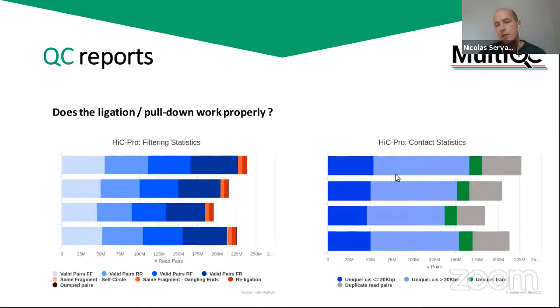You can try to understand what's going on and fix your protocol after that. And finally, the last plots show the distance between the contacts. You have a lot of contacts in cis, so very close contacts, which is expected, and a couple of contacts in trans, so between chromosomes. That's also very interesting to look at.